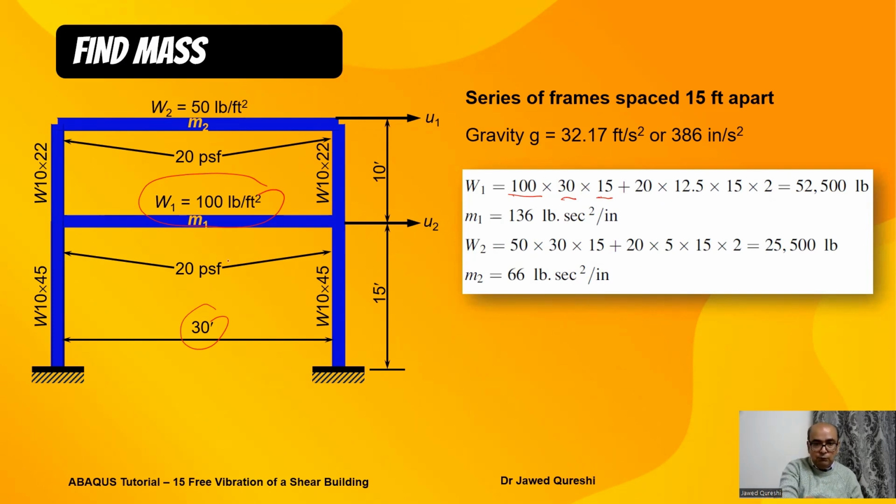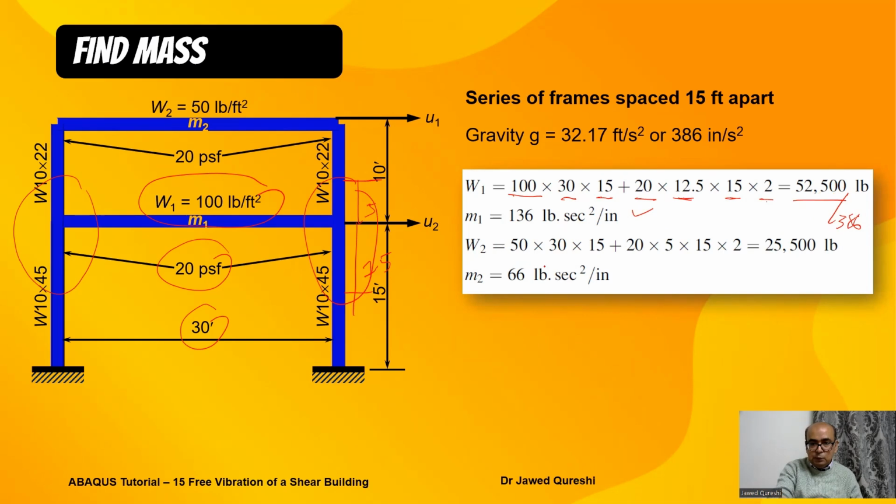The weight of wall and other structural members is 20 pounds per square foot. So here we multiply this 20 with the tributary area. The tributary area for this top part is 5, and here it is 7.5. When we add it up, it becomes 12.5. And then we multiply it with the out of plane dimension, which is 15. Because we have 2 of these, that's the reason we multiplied by 2. From here, we get the weight in pounds. And when we divide this weight by 386, we get the mass, which is 136.